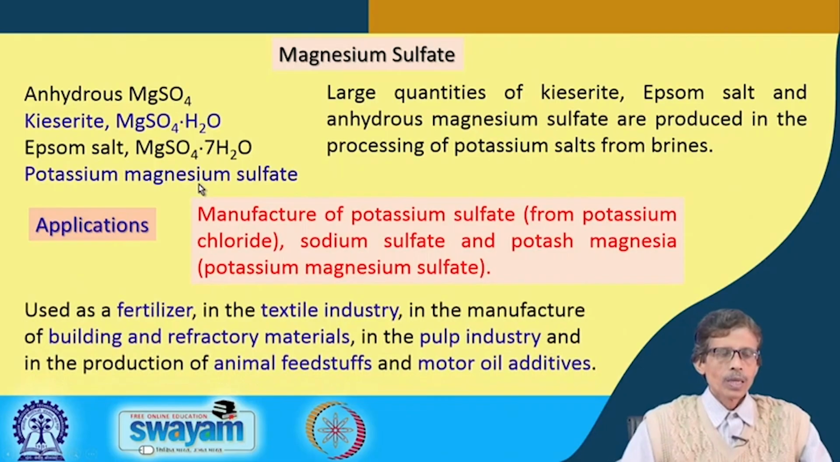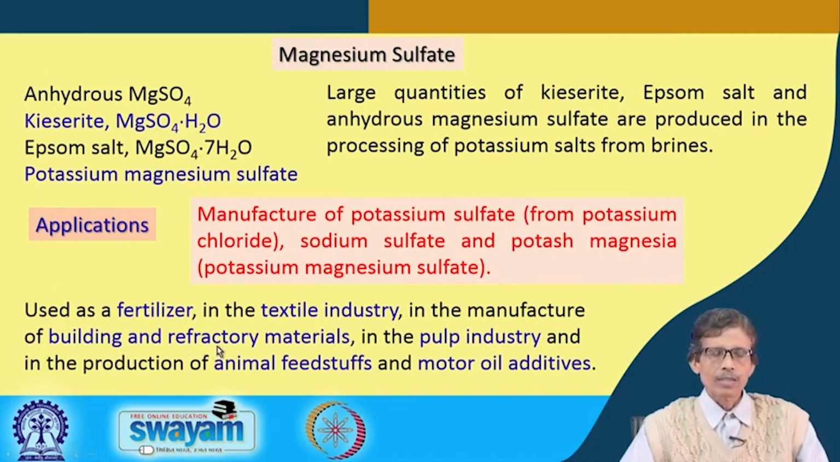As we just discussed a little about improving the physical characteristics of material with the addition of magnesium chloride, it can be used directly as a fertilizer, because it supplies magnesium as a source for making chlorophyll. It can be useful for the textile industry, in the manufacture of high-temperature-withstanding material in building as well as in refractories, in the pulp and paper industry, and in the production of animal feedstuffs and motor oil additives.